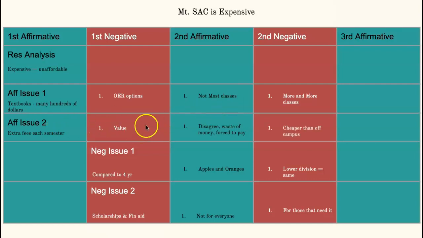Finally, on Affirmative Issue 2, I talked about how those fees are valuable. My opponent said disagree, it's a waste of money, but I say it's still cheaper than off-campus. That if you are getting healthcare through your fee at Mount Sac, that's much cheaper than healthcare off-campus, even if you're getting it that way too.